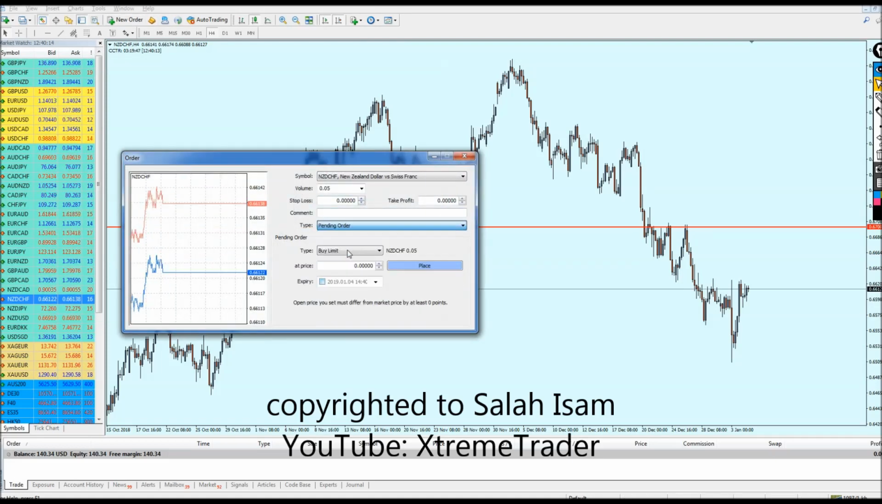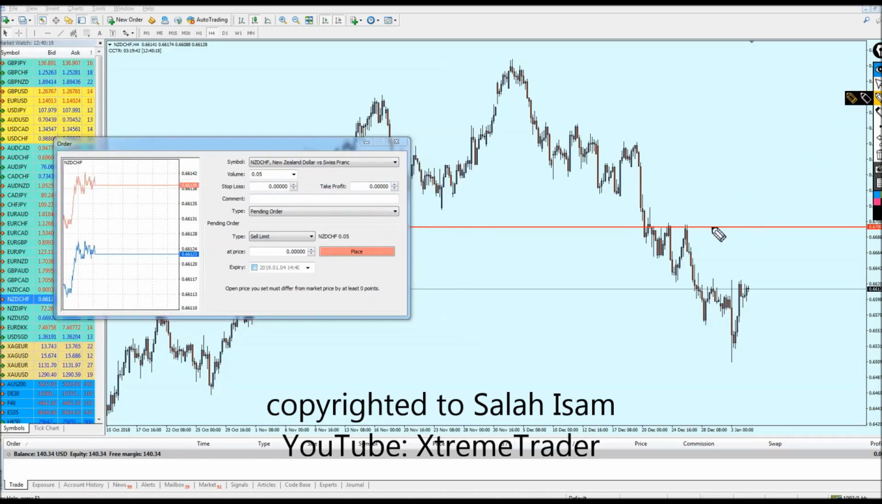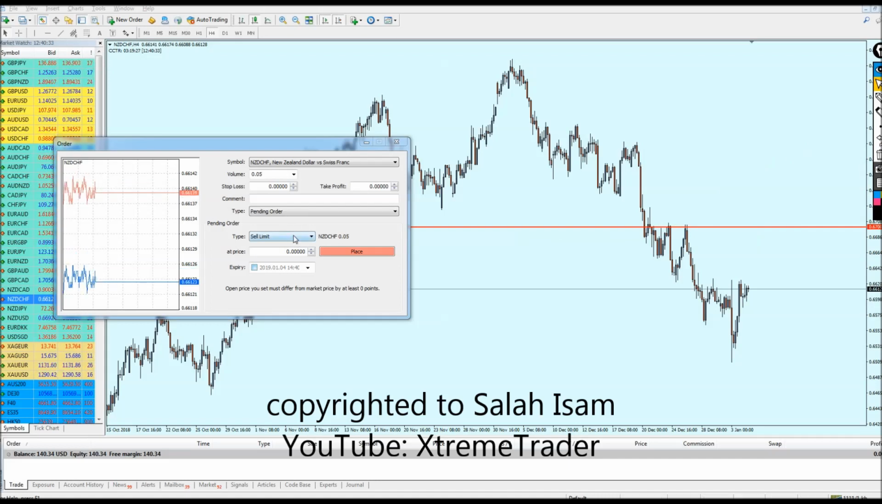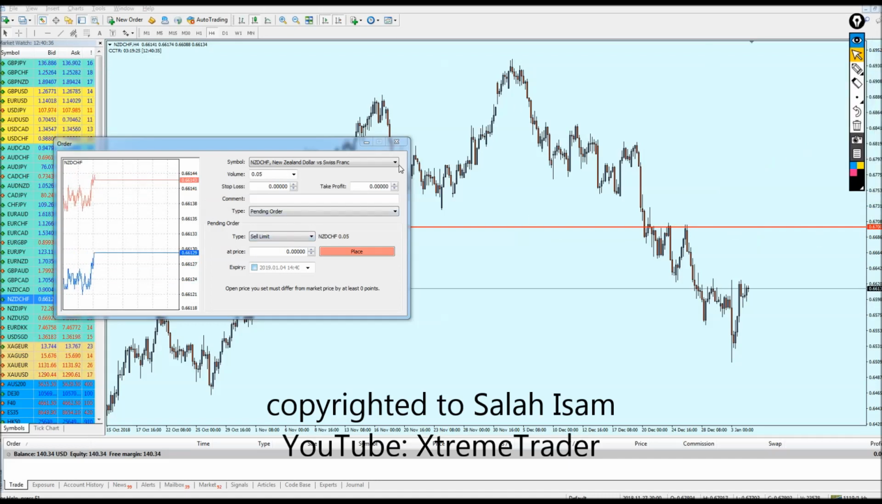Here, go to pending order, select sell limit. So by choosing sell limit, I'm telling the MetaTrader 4 to wait for the candle to reach this level of the resistance. Once it's reached, activate a sell option. So how do we do that? Simply write the number if you want, or easier for you, you can just see this at price. It says here at price, and the price now is currently 0, of course. So you just need to click up or down. I will click up like that.